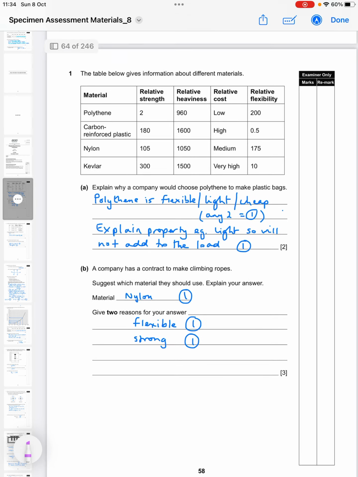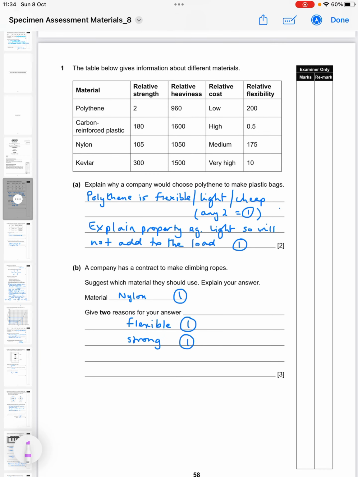So, question 1. The table below gives information about different materials. And here are the materials: polythene, carbon reinforced plastic, nylon and Kevlar. And then we have their relative strength, relative heaviness, relative cost and relative flexibility across the top. So then it says, explain why a company would choose polythene to make plastic bags.